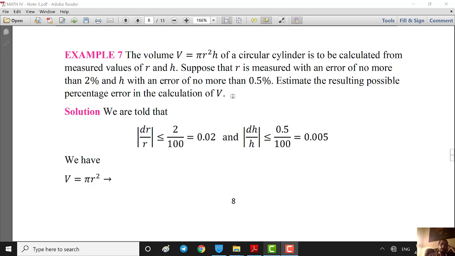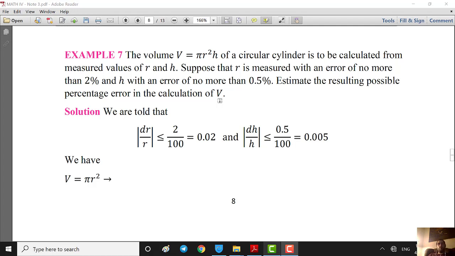Okay, so something rather different is asked from us in this example. We are not supposed to calculate the absolute change in V. We're not supposed to find dV. But it asks from us to calculate the percentage error in the calculation of V. What does it mean? It means that we need to find dV over V. Okay? So let's go to the solution.